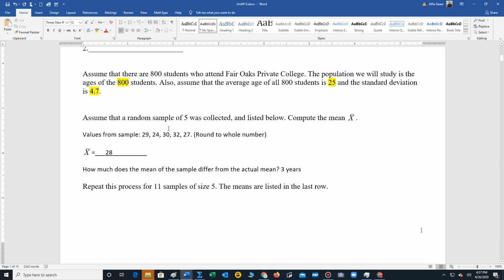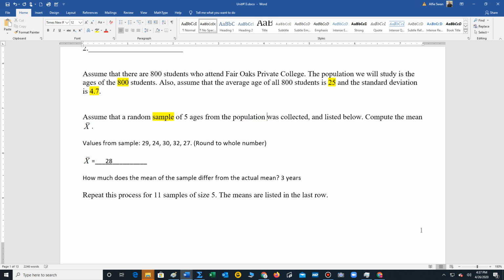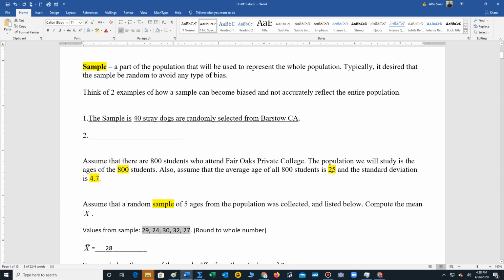If we were to collect a sample of 5 ages from the population, and we list them below, we have the ages here. Let's compute the mean. If we compute the mean of these 5 values and round to a whole number, as it states here, we would get the age 28. How much does the mean differ from the actual mean? It differs by 3 years because the actual mean is 25.